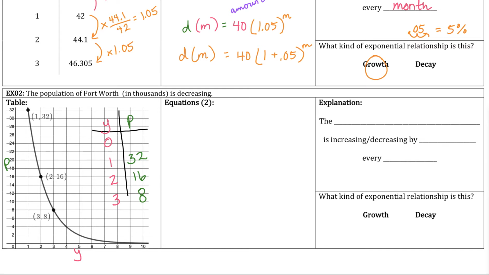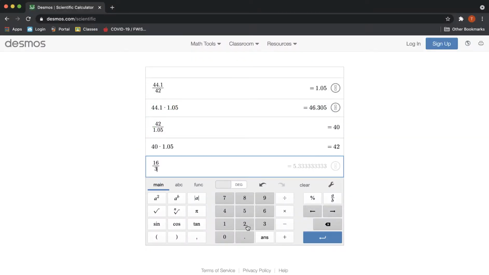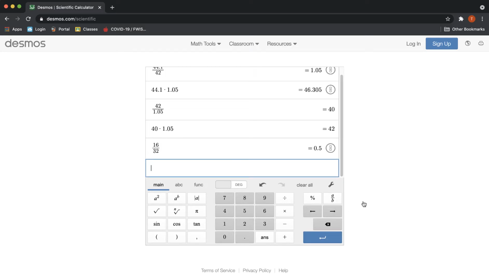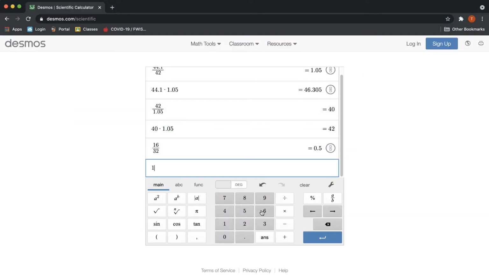So let's figure out what we're multiplying by. In order to figure out what we're multiplying by, we have to divide backwards. So 16 divided by 32. Well, that's just half, but let me just show you. 16 divided by 32 is 0.5. So that means 16 times 0.5 is 8.